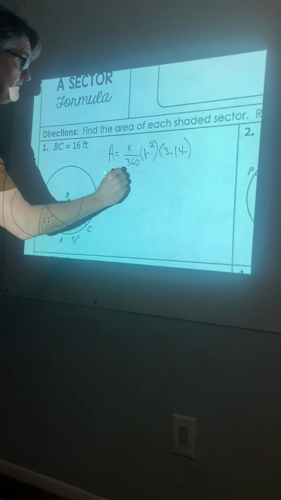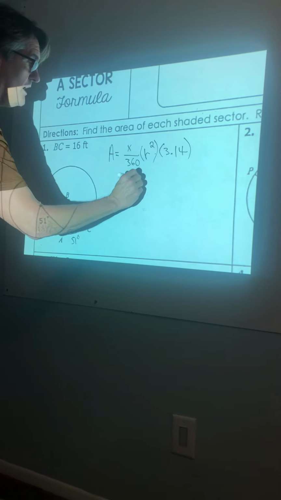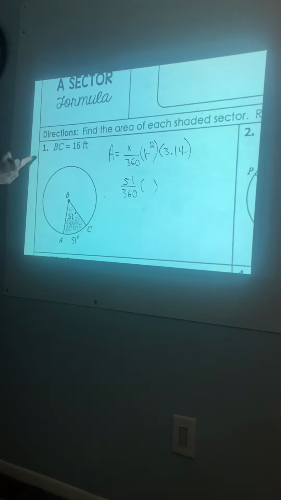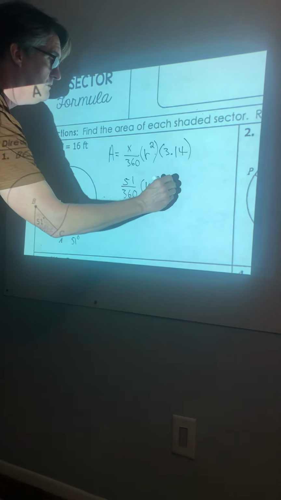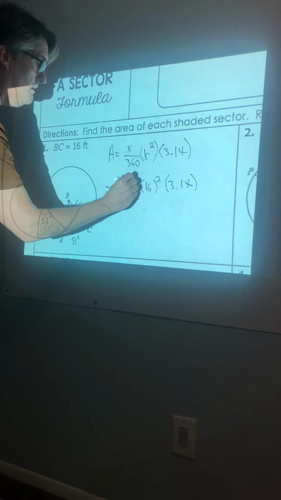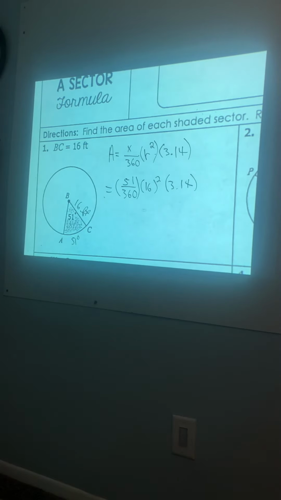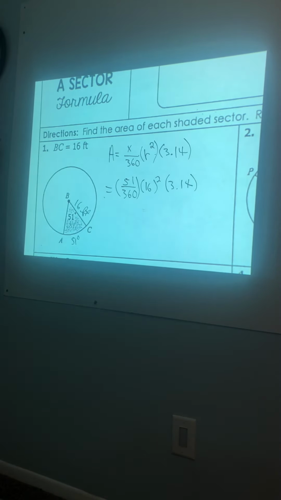I'm going to take 51 right here out of 360. I gotta find me the radius. Look, they gave me BC is 16. B is the center, C is the edge. 16 feet goes here. Plug that baby in. I've got nothing better to do. And once you're here, you're good to go, because now we get to use our favorite thing, which is a calculator. And I'm just gonna do it in steps. You know, I've got some time on this one.